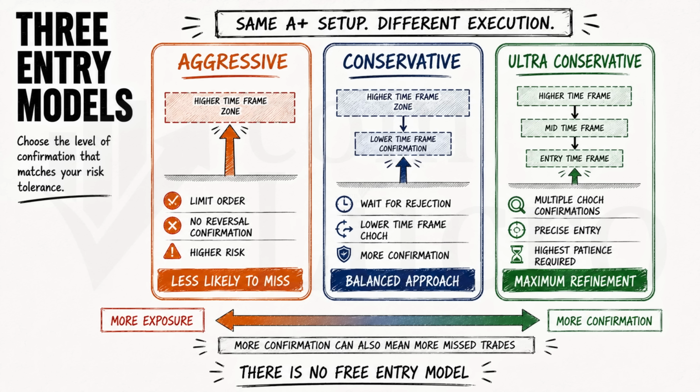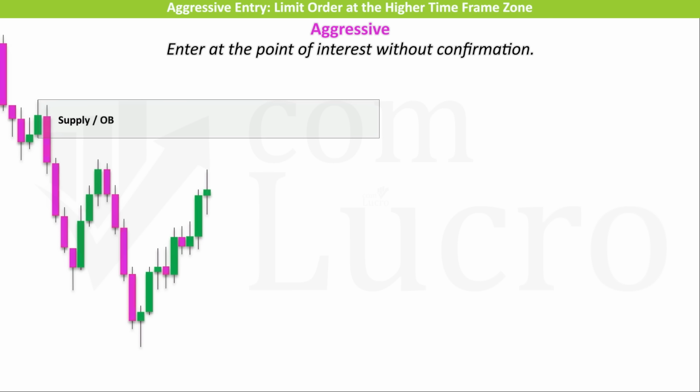Within Smart Money Concepts, there are 3 main entry approaches: the aggressive model, which carries higher risk, the conservative model, which adds confirmation before entry, and the ultra-conservative model, which stacks confirmation across multiple timeframes. Each one has its own advantages and limitations, so it is essential to choose the one that matches your trading style and your risk tolerance. Let's break them down one by one. We begin with the aggressive approach.